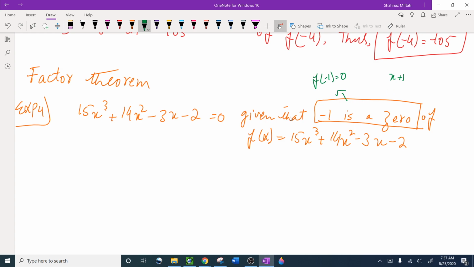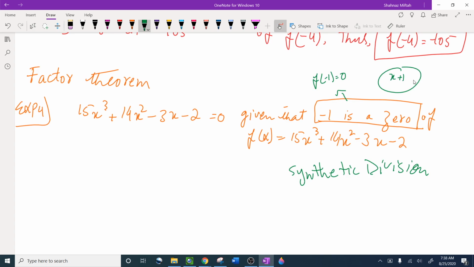Okay, I'm going to repeat myself one more time. -1 is a 0 of f of x. This means f -1 is equal to 0, which means if x is -1, then y is 0. And according to the factor theorem, this f -1 equals 0 tells us that x plus 1 is a factor of f of x, 15x cubed and all that stuff. This is one of the factors. So we're going to use synthetic division again here with x plus 1.